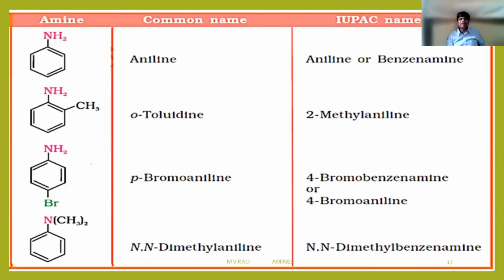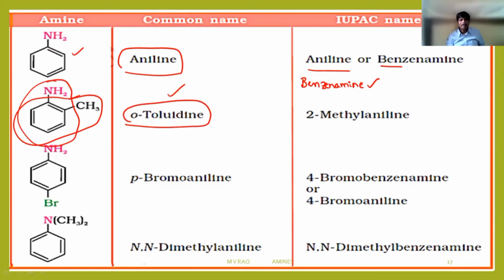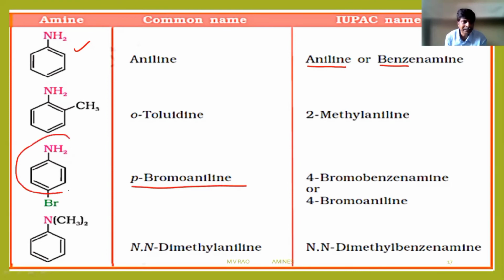Here are some examples of aryl amines. This is aniline, the common name. Aniline or benzenamine is the IUPAC name. Where only CH3 is there, it is toluene, but with NH2 it is aniline. So with the CH3 at the ortho position, this is called orthotoluidine. What is the name? Orthotoluidine. Up to this, it is aniline.